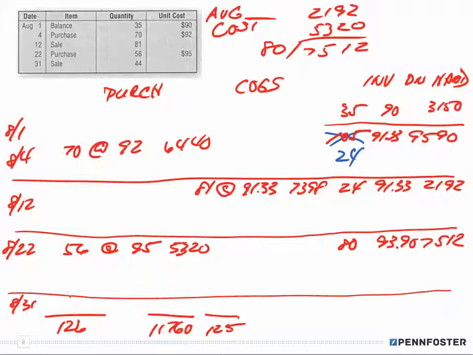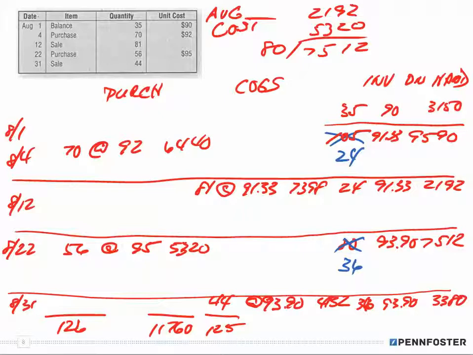Okay. So then on 9/31, we make a sale of 44, and they're at 93.90, which is 41.32 as our cost of goods sold. And if we sell 44 out of the 80, that means we have 36 left. Okay. So we have 36 at 93.90, which gives us a total inventory value of 33.80, right?